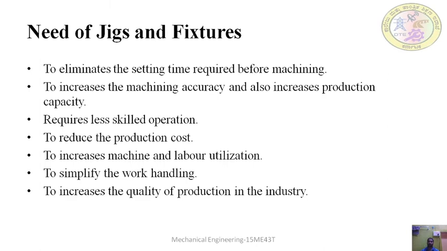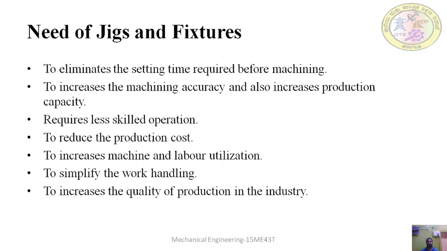If there is a larger and complicated workpiece, then it requires more time for setting the workpiece in the machine. That will be reduced by using jigs and fixtures, to increase the machining accuracy and also the production capacity. Since the workpiece is firmly secured using jigs and fixtures and the tool is also guided, the machining accuracy will be increased and we can give the feed and depth of cut as required, because there is no fear of vibration as we are firmly gripping the workpiece.